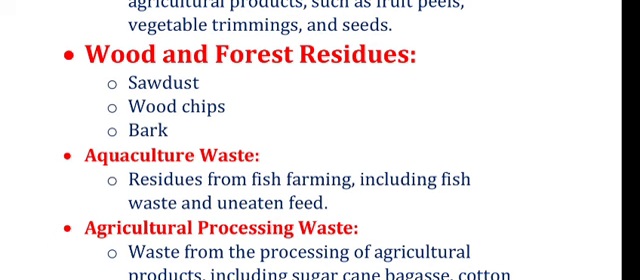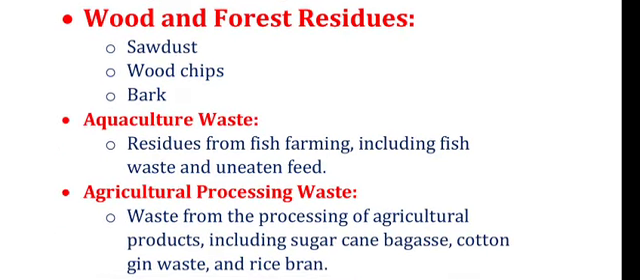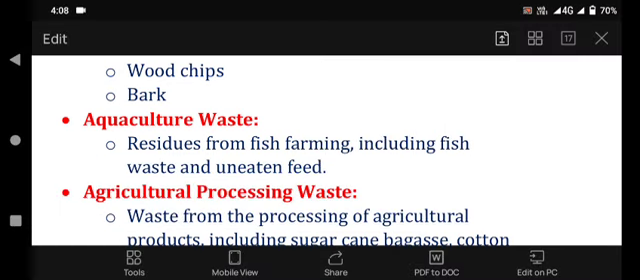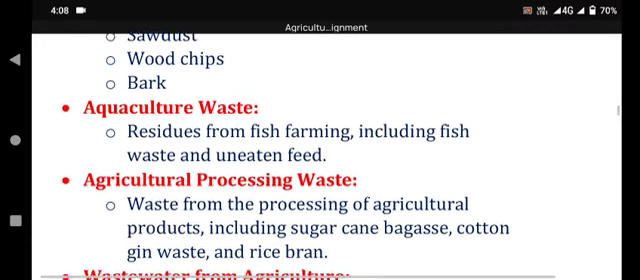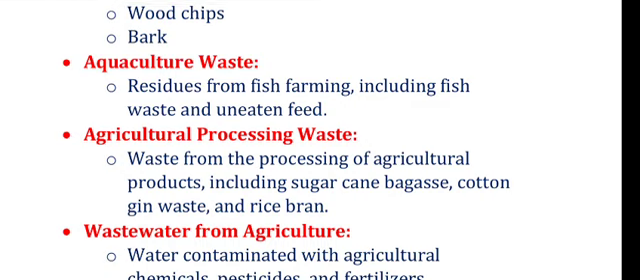The next type of waste is aquaculture waste. Like the word suggests, aquaculture means the waste which is in the water, like the residues from fish farming, including fish waste and uneaten feed. They all fall into the category of aquaculture waste. Then the next is agricultural processing waste. Waste from the processing of agricultural products, including sugarcane, bagasse, cotton, grain waste, and rice bran, etc., will be considered agricultural processing waste.